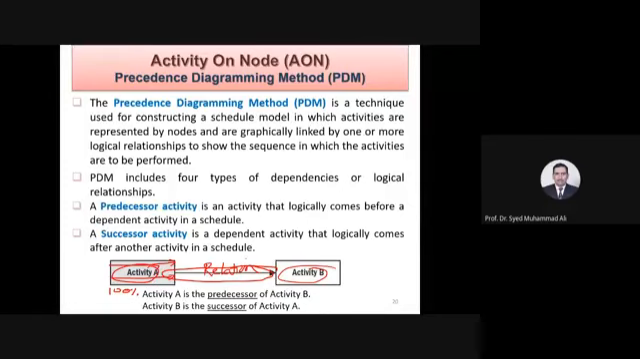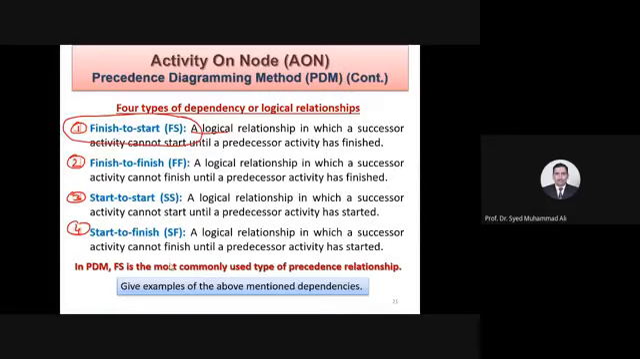If your walls are not ready, the walls on which the slab is to be poured in a house, you cannot pour the concrete. So the relationship is FS, finish to start. Activity A, the predecessor, finishes, and then the successor can start. This is the fundamental one. Now the second one is finish to finish.